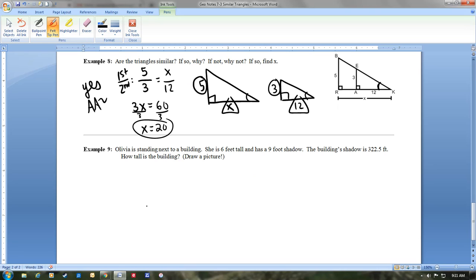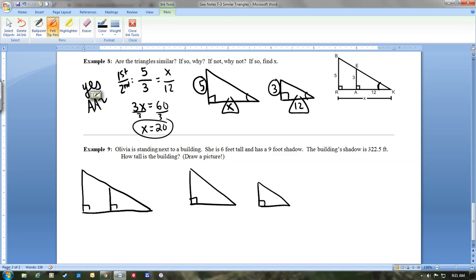Number 9, Olivia is standing next to a building. She's 6 feet tall and has a 9-foot shadow. The building's shadow is 322.5 feet. How tall is the building? So we have, let's see, here's the building. Here's Olivia standing next to it. There is a shadow. So we would assume that the shadow, at the same time, so this is the situation, okay? It would probably be easier to just draw two separate pictures right away.